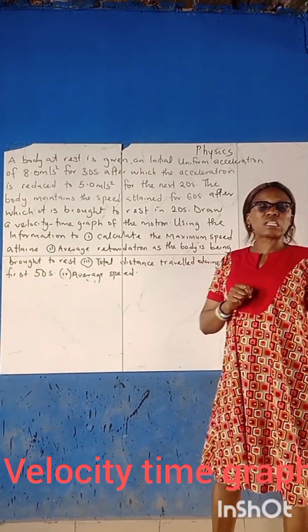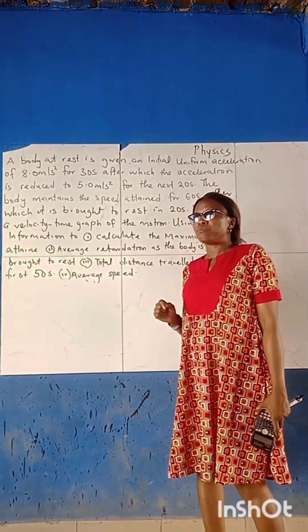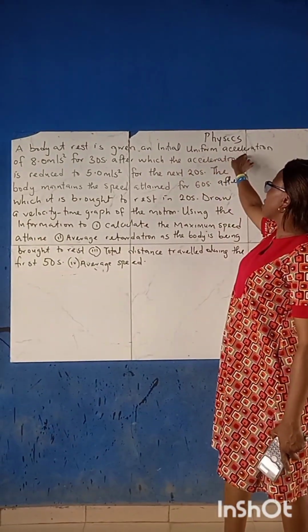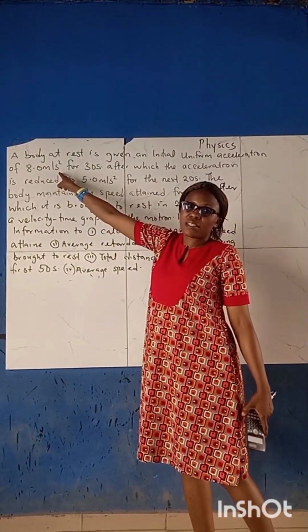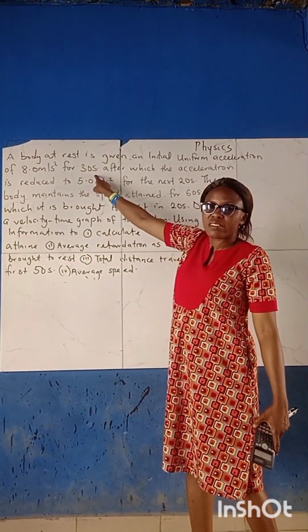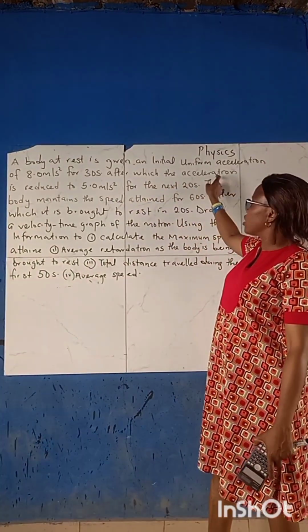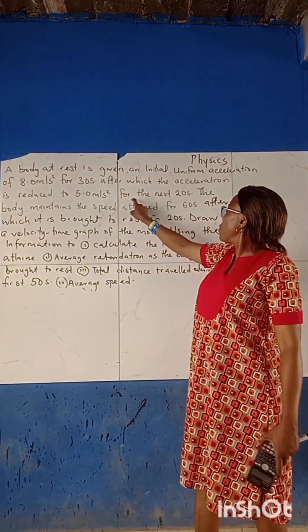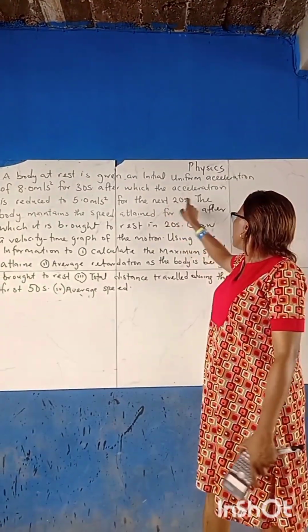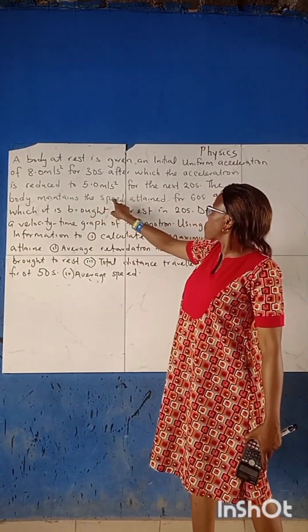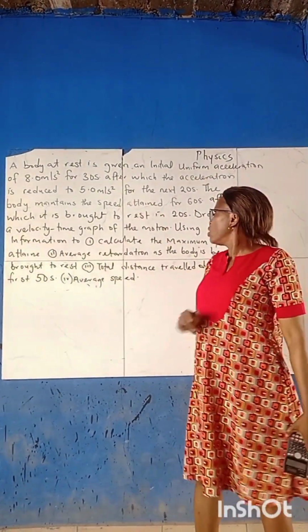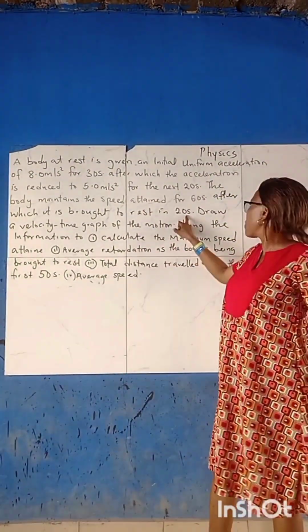Let's look at this question on velocity time graph. A body at rest is given an initial uniform acceleration of 8 meters per second squared for 30 seconds, after which the acceleration is reduced to 5 meters per second squared for the next 20 seconds. The body maintains the speed attained for 60 seconds, after which it is brought to rest in 20 seconds.